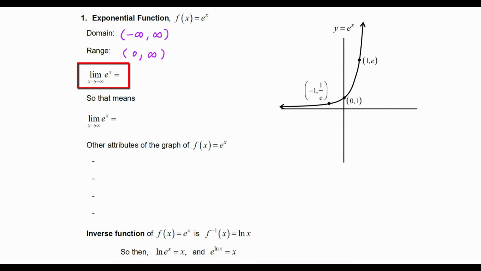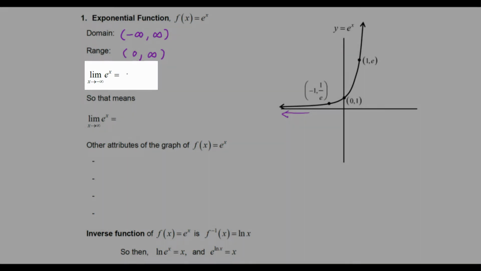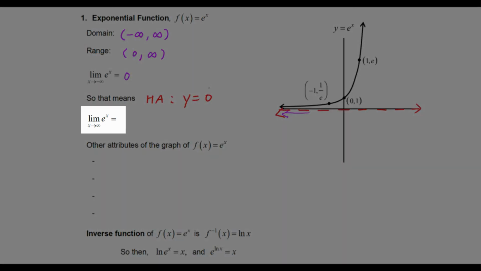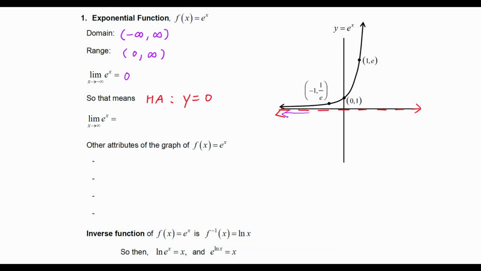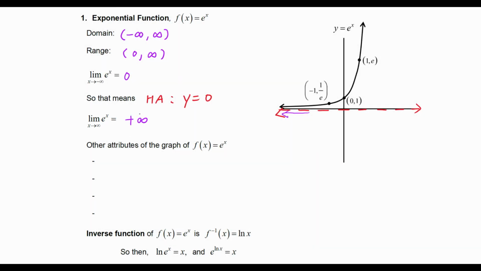And what happens to the e to the x function as x approaches negative infinity? As x approaches negative infinity, your y value is getting closer to 0. So the limit of e to the x as x approaches negative infinity is 0. So that means you have a horizontal asymptote y equals 0. Now what happens to the limit of e to the x as x approaches positive infinity? As you can see, as x approaches positive infinity, your function value is getting bigger and bigger, and it is actually going to positive infinity. So you will only have one horizontal asymptote.